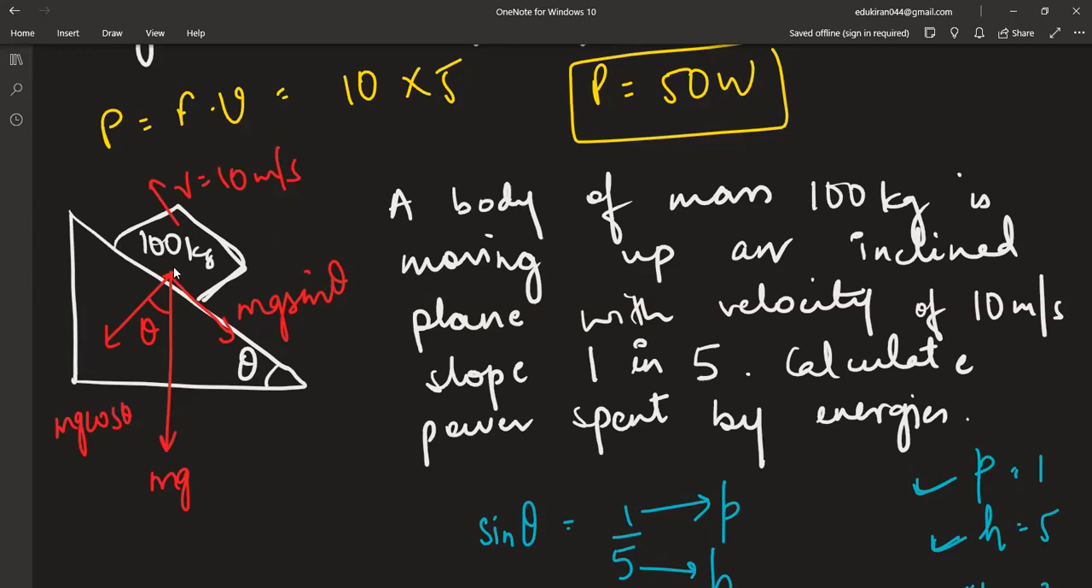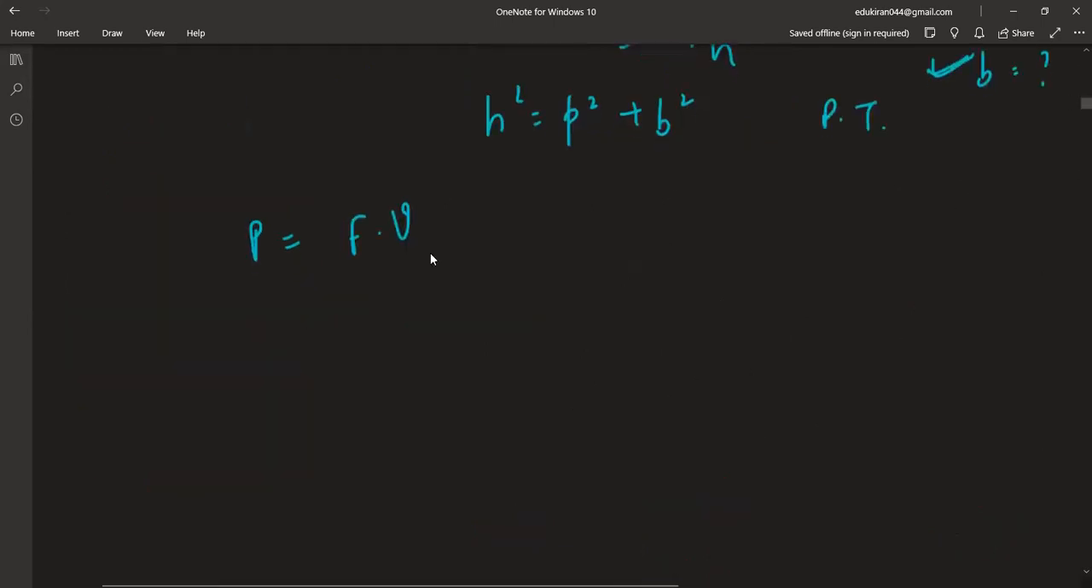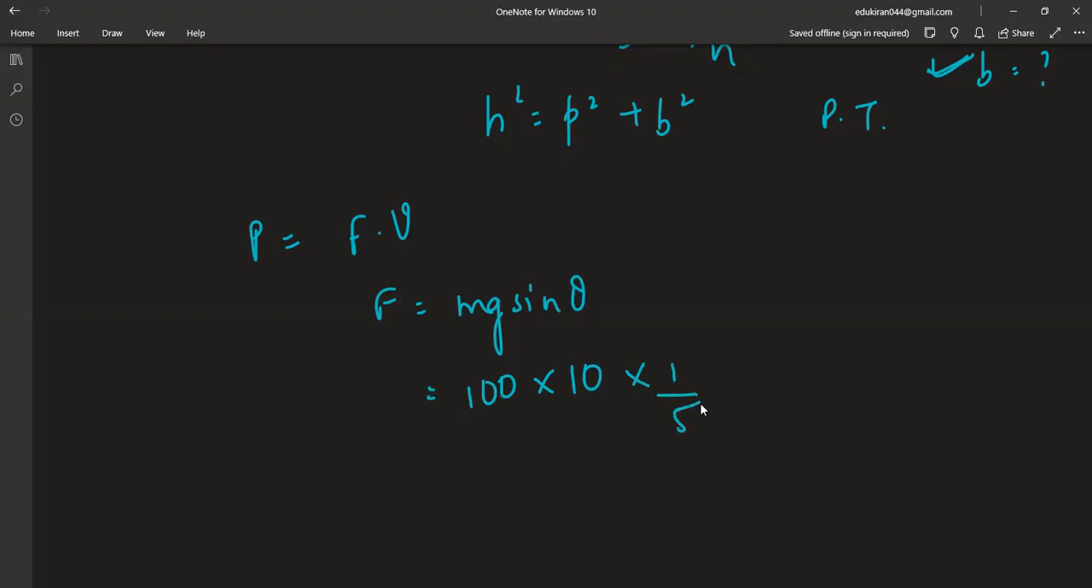Force is equal to, because see, the normal reaction and mg cos theta are balancing each other. The force with which the velocity is being applied in this direction is balancing mg sine theta. So F is equal to mg sine theta. Mass is 100, g is 10. Sine theta is given as 1 over 5. So this becomes 2, this is 200 Newton.